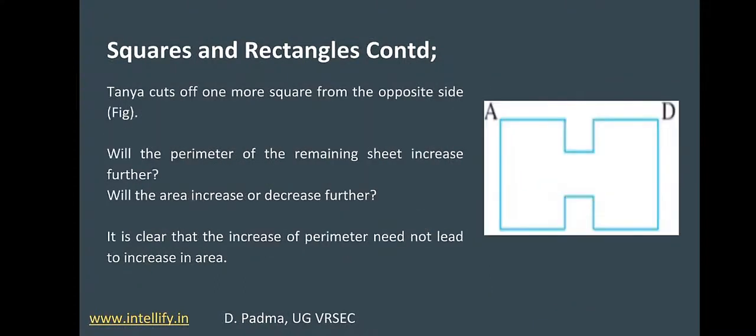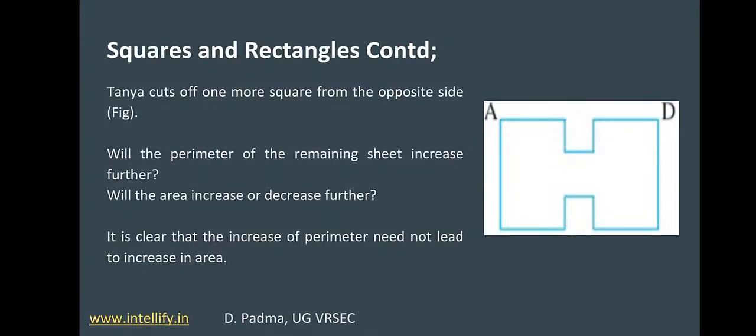And Tanya cuts off one more square from the opposite side. Let us see in this figure, like this, she cuts another 4 centimeter square. Will the perimeter of the remaining sheet increase further? Will the area increase or decrease further?